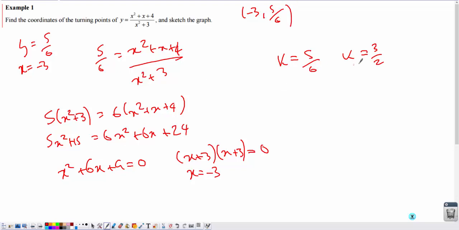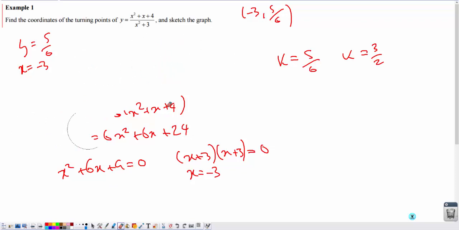You do exactly the same thing, make it equal to 3 over 2. So just instead of here, write 3 over 2, and solve that. Again, it's not going to be too much work.